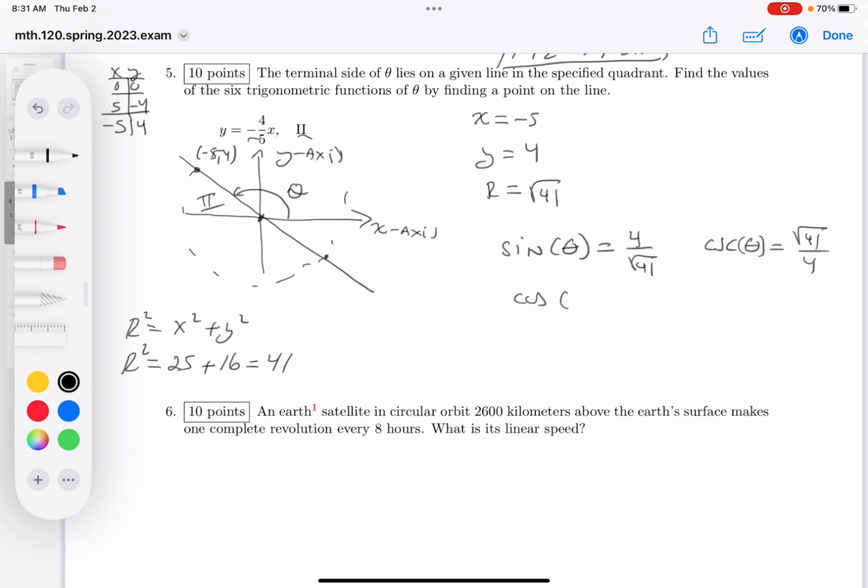I'm now going to do the cosine of theta, and that's going to be the abscissa, which is minus 5 over root 41. I'm going to write down the secant of theta. That's going to be minus root 41 over 5. I'm going to write down the tangent of theta, and the tangent of theta is going to be the ordinate over the abscissa, which is 4 over minus 5, so minus 4/5. And that means the cotangent of theta is minus 5/4. All right, that's done. Let's do the next one.